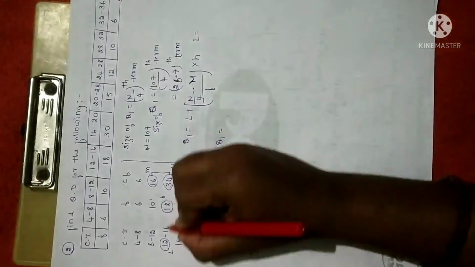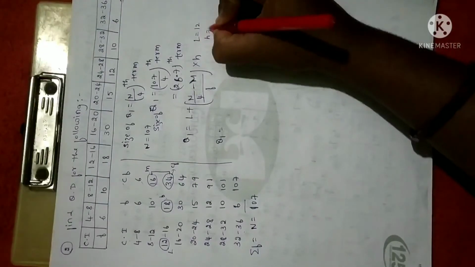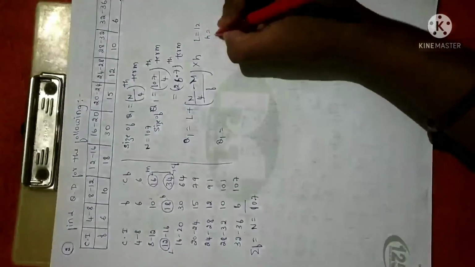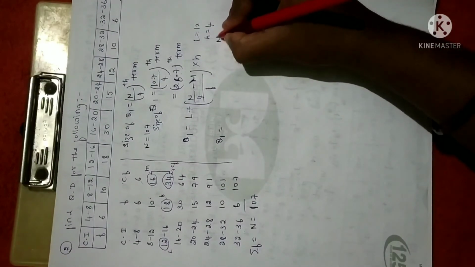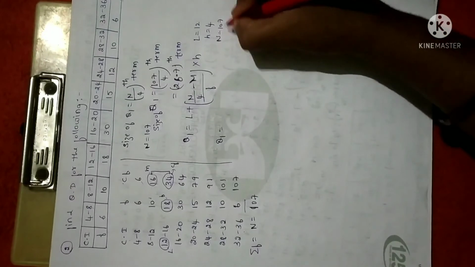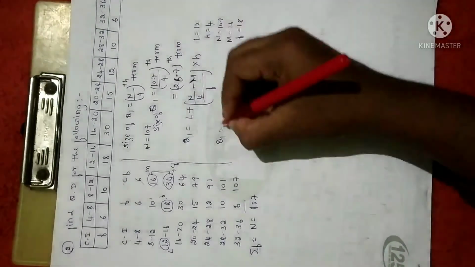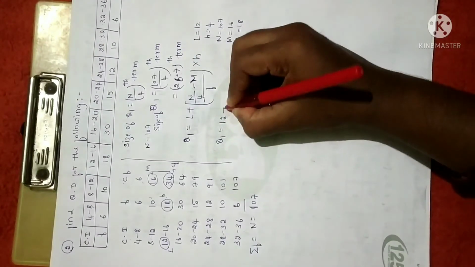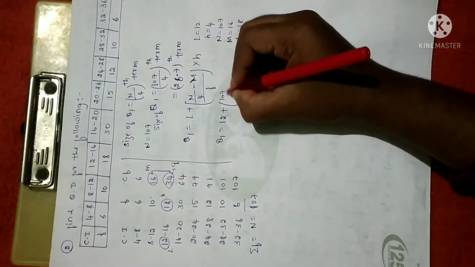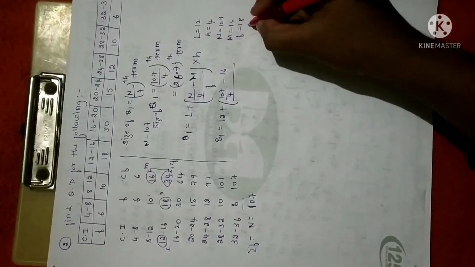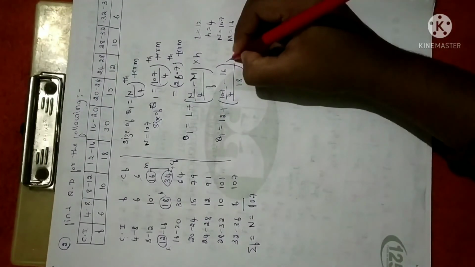So L value is 12. H value is class difference, in the sense 16 minus 12, which is 4. So H value is 4. Next n value I have already done, it is 107. Now M value is 16 and F value is 18. With this you just substitute, you will get 12 plus 107 divided by 4 minus 16 divided by F is 18 into H is 4.